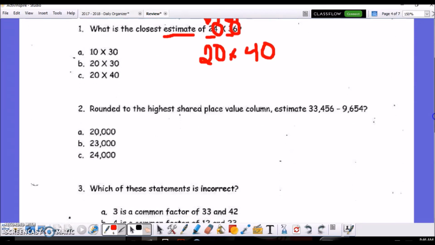Estimating is rounding. Round to the highest shared place value column, and then estimate for this subtraction. Well, the highest shared place value column would be the thousands, because the 3 in the thousands, even though it isn't the highest place value in this number, it's the highest place value in 9,654. So step 1, underline that highest shared place value column. 2, circle the number to the right. Then sing the chant about the circled number, but change or keep the same the underlined number.